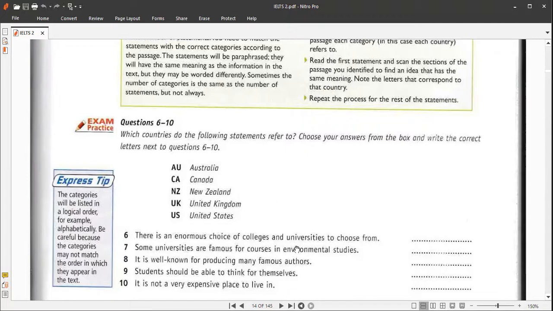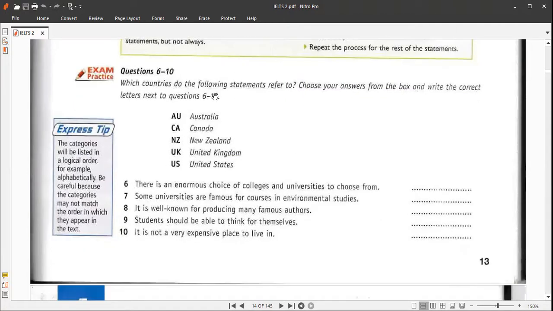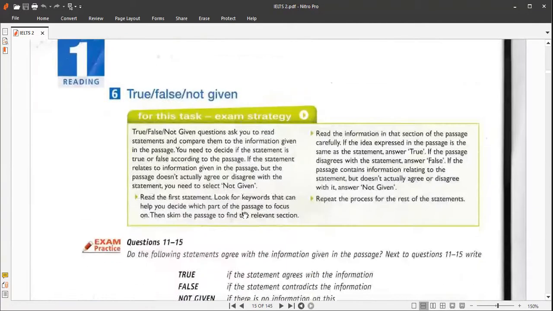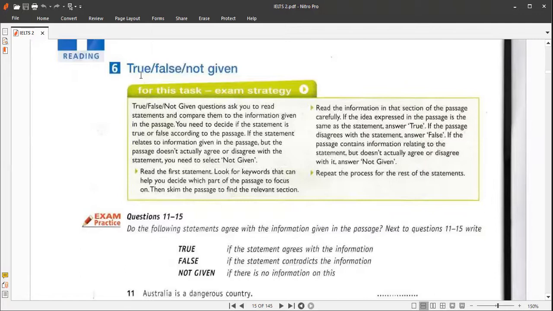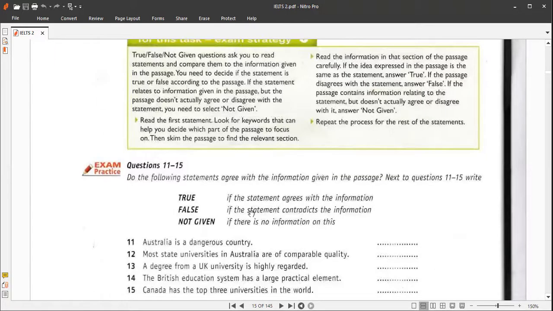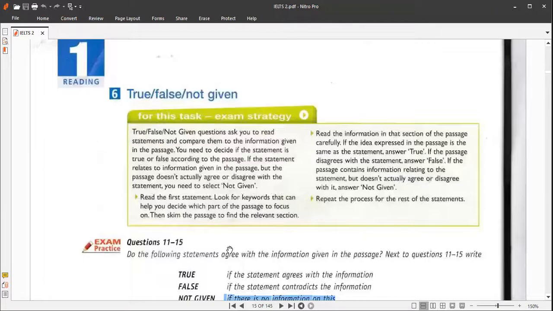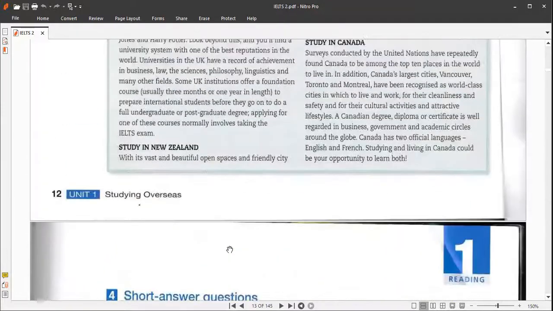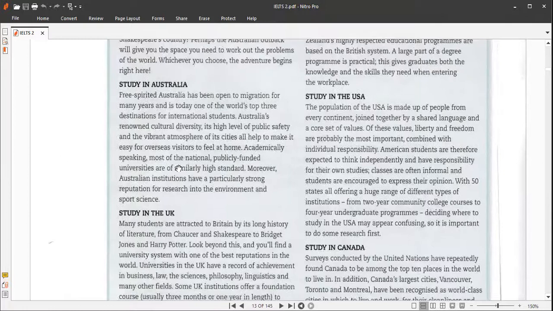The rest you can find on your own, but that's how you find it, using scanning basically. Finally, we have true, false, not given. Remember the difference between false and not given and true. Not given means there is no information on this at all. That's what you need to understand. Australia is a dangerous country. Okay, there we have Australia. Is it dangerous?